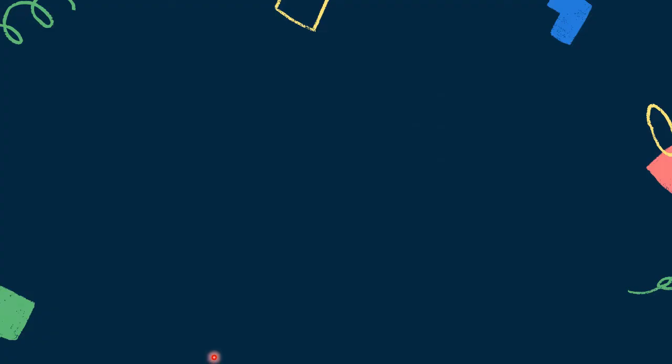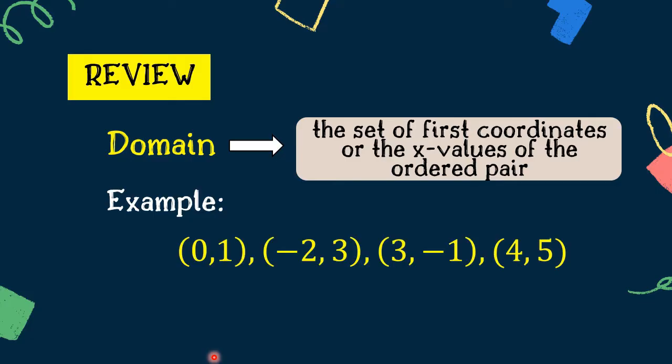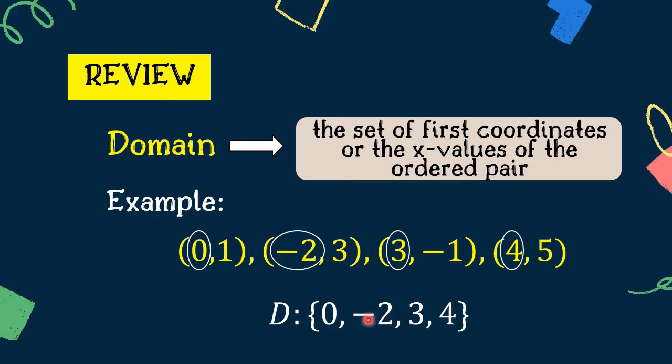Before we begin, let's have first a short review. Recall that domain is the set of first coordinates or the x values of the ordered pair. For example, if we have the following ordered pairs, (0, 1), (-2, 3), (3, -1), and (4, 5), the x values are 0, -2, 3, and 4. Therefore, we can conclude that the domain includes 0, -2, 3, and 4. So notice that these are the first coordinates in the ordered pairs in the given example.